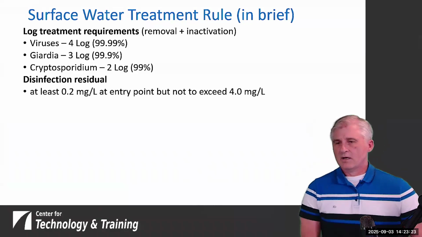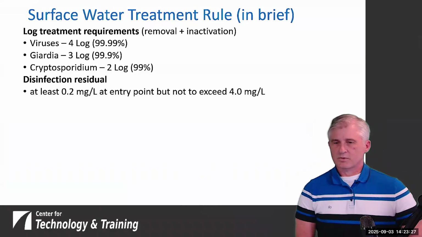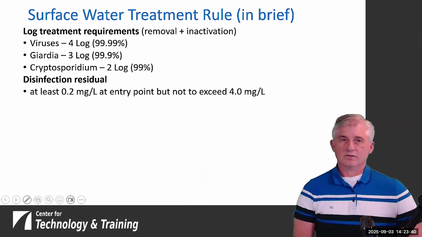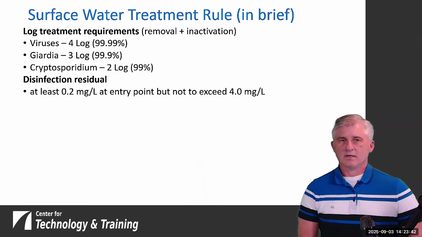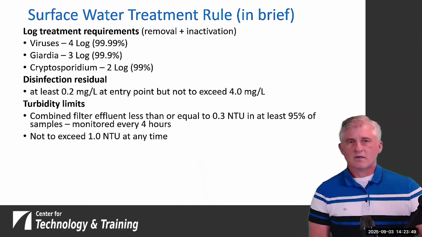Disinfection residual, leaving at the entry point to the distribution system or leaving the plant, you typically want to see at least 0.2 parts per million, and you can't be over 4.0 parts per million. But I would assume if you've got a treatment plant, your regulating agency for treating surface water is going to probably want that to be closer to 1.0 parts per million at the entry point or leaving.